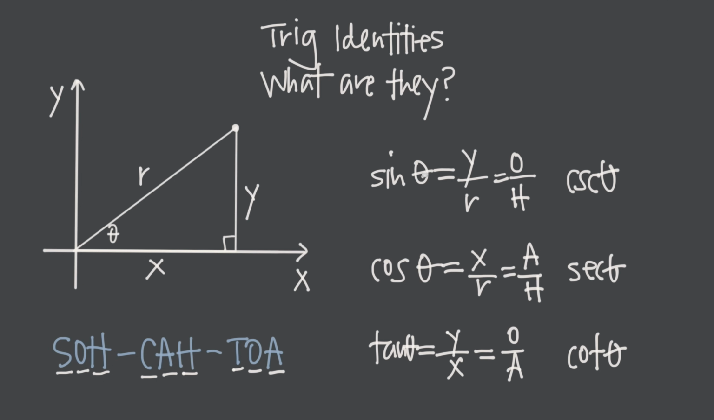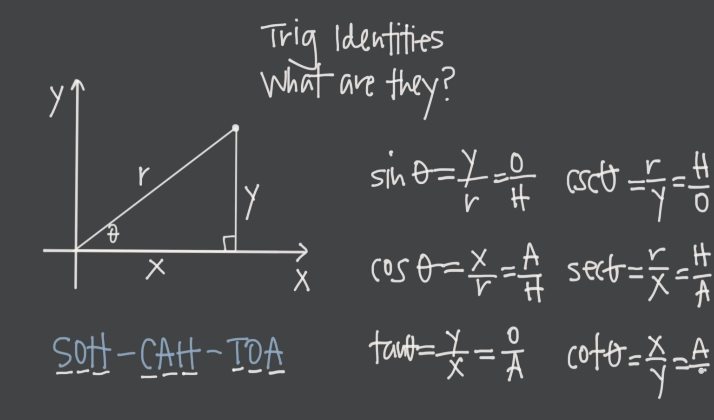So if I know that sine of theta is opposite over hypotenuse, to get cosecant, I just have to flip that upside down, and I know that cosecant is hypotenuse over opposite, or R over Y. Same thing here, secant of theta, I just flip cosine upside down. So this is equal to R over X, or hypotenuse over adjacent. And cotangent is the reciprocal of tangent, so it is X over Y, or adjacent over opposite. And this is really the foundation for everything.